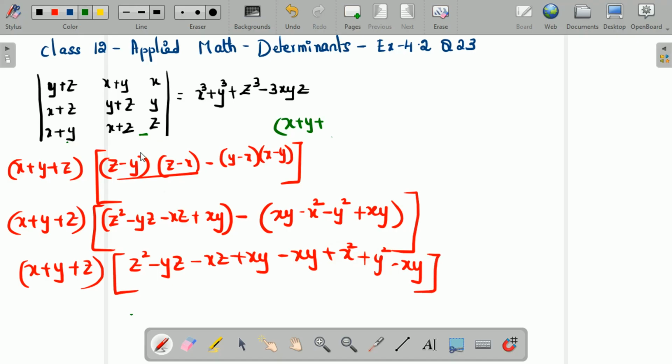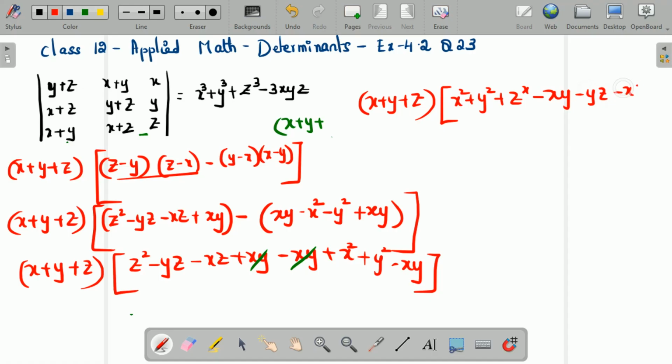Now I'm going to cut any common term that is left. This will be the minus xy and the plus xy. So the final answer will become x plus y plus z into x squared plus y squared plus z squared minus xy minus yz minus xz. Now x plus y plus z into this particular term, we know the formula. This is actually equal to x cube plus y cube plus z cube minus 3xyz. So this is what we were asked to prove.